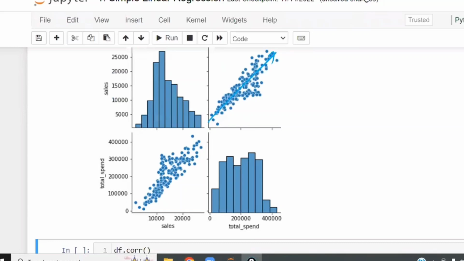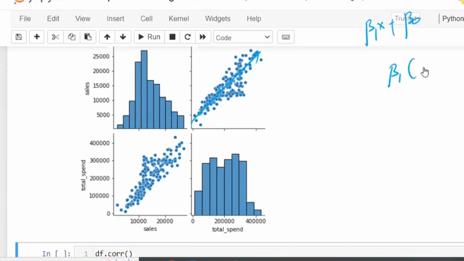Whatever slope you are going to get, y = mx + c, that is y = beta 1 x + beta naught, this beta 1 is going to be positive only. 100% it is going to be positive, because the direction is positive, so beta 1 should be positive only. Now, first I have observed in the scatter plot what the direction is.